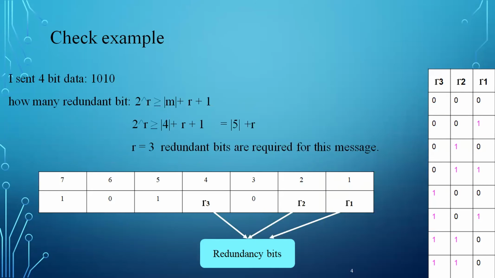Check the example of the Hamming code. I send 4-bit data 1010. How many redundant bits are required? Using this formula, r is 3. That means 3 redundant bits are required for this message. And for this we set 7 indexes for the 4-bit message, 1 0 1 with R3, 0, R2 and R1, and also draw the binary table for the 3 redundant bits R3, R2 and R1.